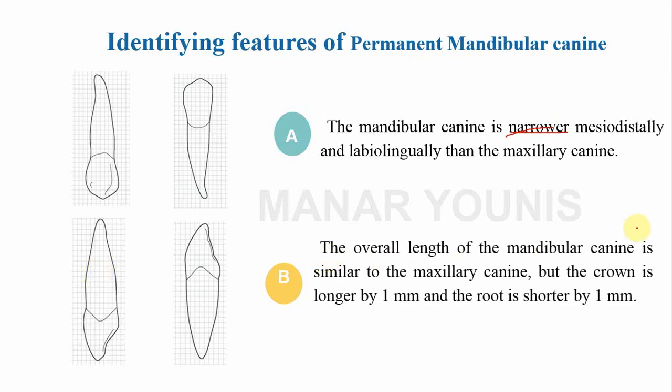The overall length of the canine, that's to say the length of the crown and root, is similar to that of the maxillary canine. However, the crown is 1 millimeter longer, while the root is 1 millimeter shorter compared to the maxillary canine. So the maxillary canine has the longest root, while the mandibular canine has the longest crown in the oral cavity.